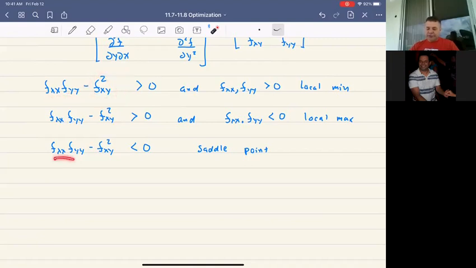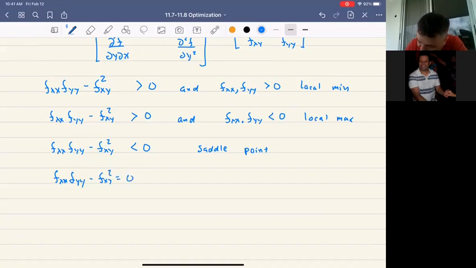Okay, so if this is less than 0, then you get what's called a saddle point. And what that means is one of them is going to be positive, one is going to be negative. But f_xy squared, you can show that this is going to always be less than the product of those two, in magnitude at least. Okay, so that's a saddle point. And if this is equal to 0, then your second derivative test fails.